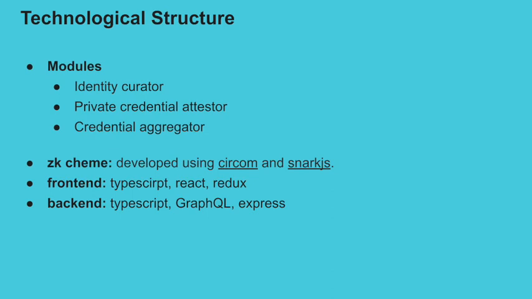For the private credential attester, when a user receives the credential, the private credential attester creates a ZK proof to confirm that the user possesses the credential without disclosing their account information. For the credential aggregator, each identity is represented by a collection of credentials which has a unique ID and records which credentials are associated with that ID.